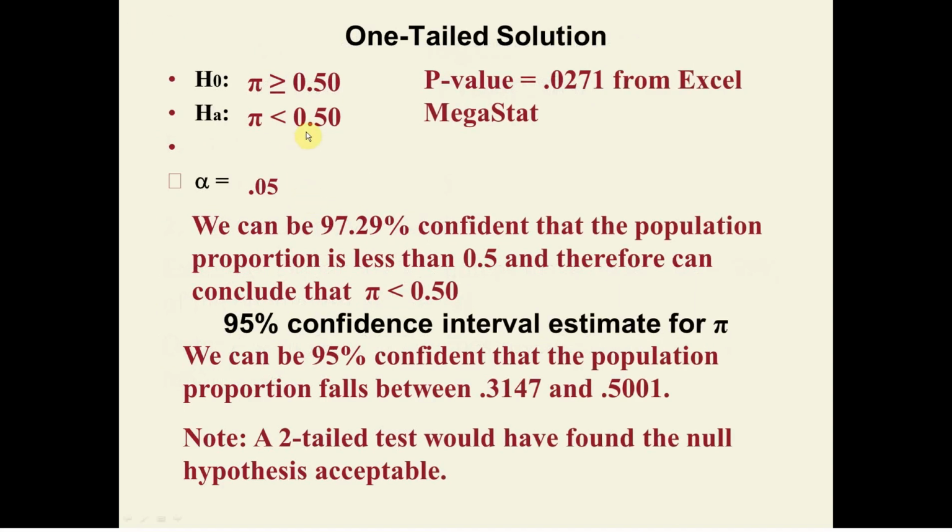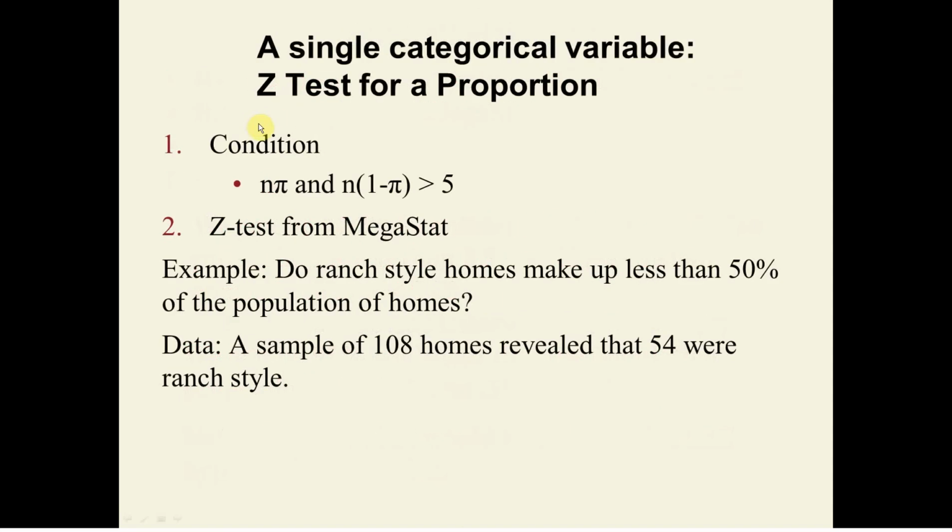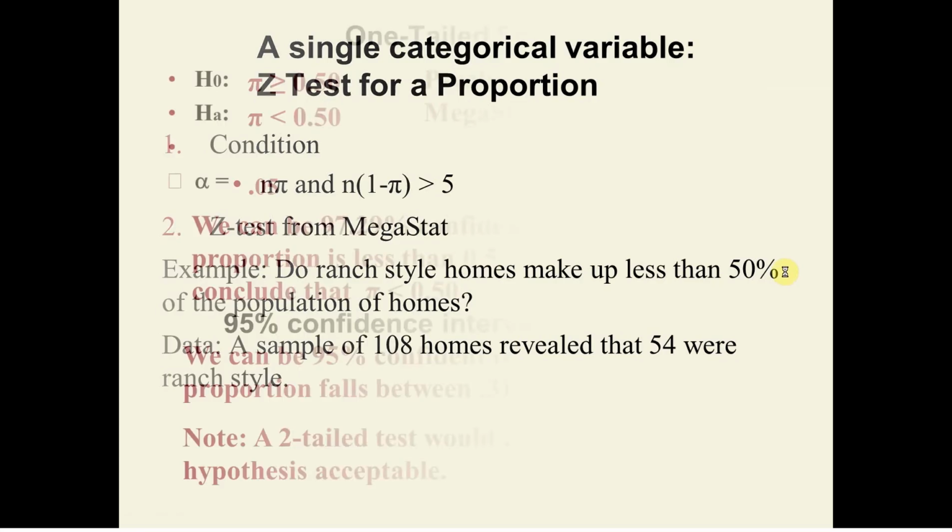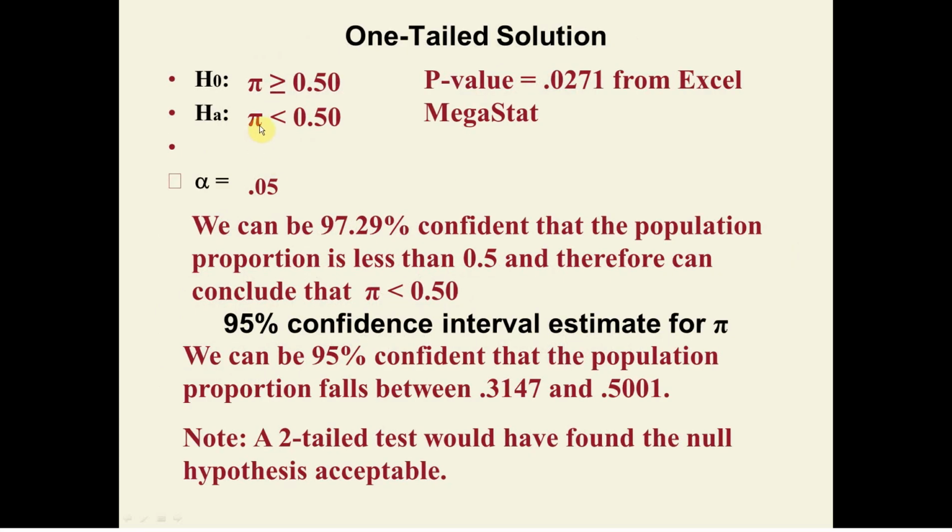So we want to know the hypothesis again. Do ranch-style homes make up less than 50%? So the population proportion of ranch-style homes is less than 0.5, or 50%. This has the inequality, so it's going to be the alternative. Therefore, the opposite is going to be the null, which is greater than or equal to 50%.